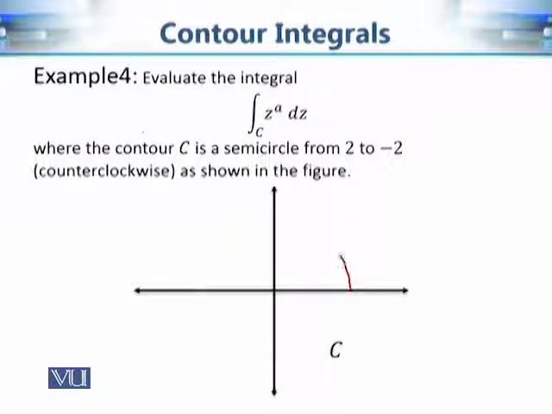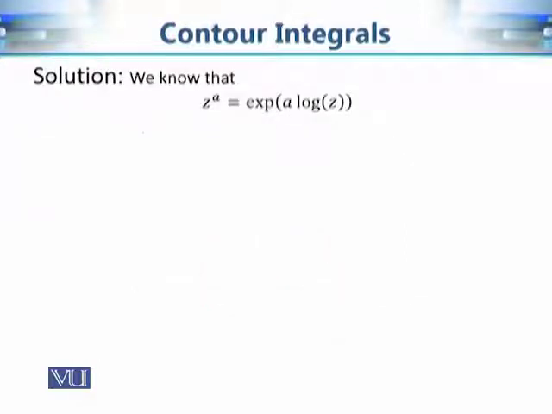Now the function that we want to integrate is z raised to power a, and the contour is basically a semicircle from 2 to minus 2, and we are moving in a counterclockwise direction, as you can see in the diagram. Now we know how we define this exponential function z raised to power a. So this is equal to e raised to power a log of z.